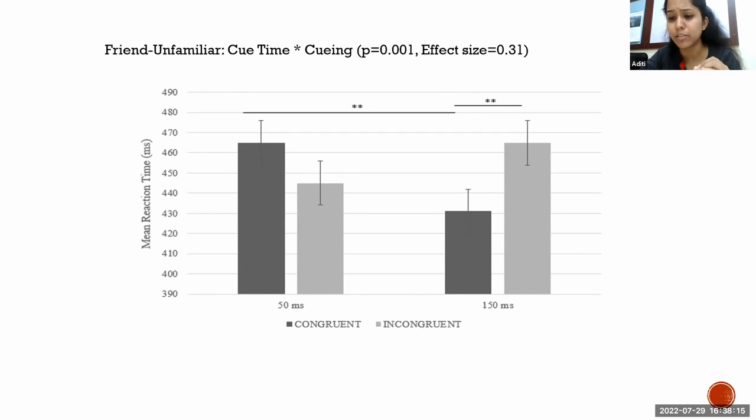The difference is that for self-face, this bias occurs early as well as for late duration. However, for a friend face, the bias is seen only for the longer cue durations. Lastly, when a self-face is paired with a familiar face, no differential attentional bias is observed.